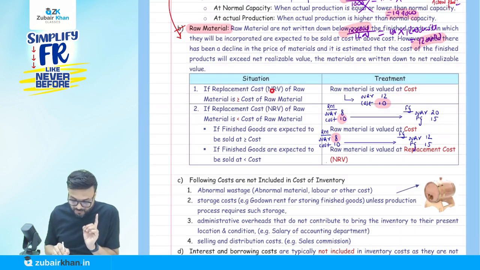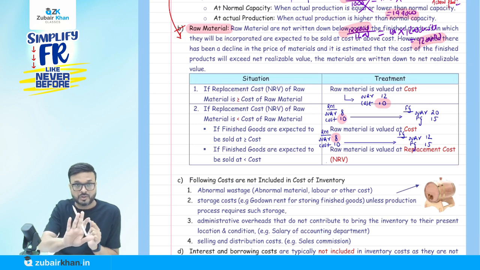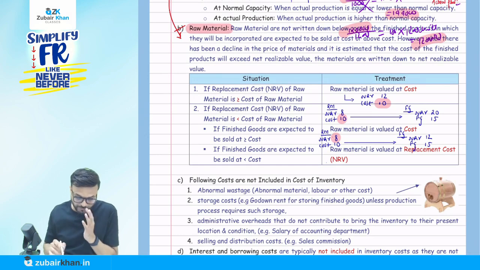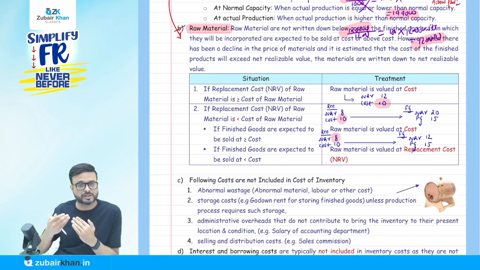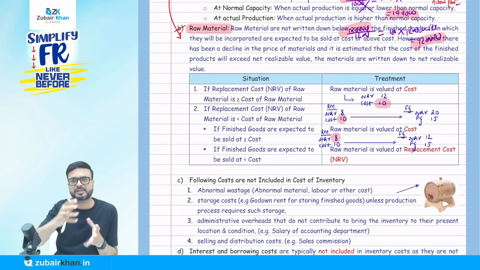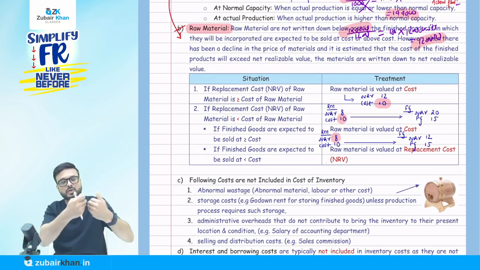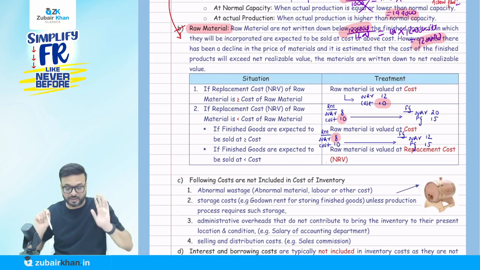I can tell you the logic also. What is the logic behind this point number 2? Very interesting point. If the NRV of the raw material is equal to or more than the cost of the raw material, valuation should be done at cost because the cost is lower than the NRV. No problem. Just compare the NRV and cost. Lower is cost. Record the cost.